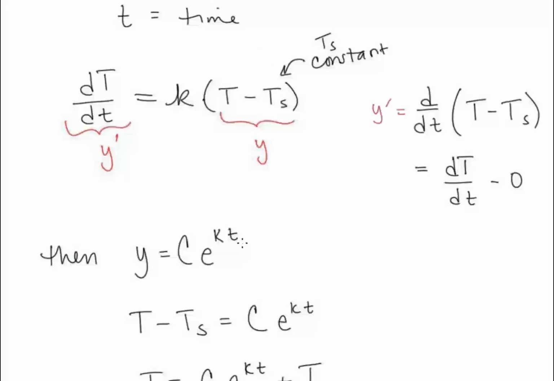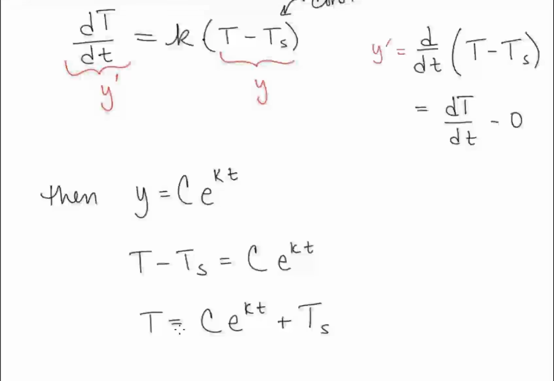So that means we know our solution is going to have the form y equals c e to the kt. Y, we said, was T minus Ts, so that goes here. And so now we have our solution function for the temperature of the object after time t. We're given Ts as a constant, and again we're going to have to find our constants k and c in order for this to be a useful function for us.